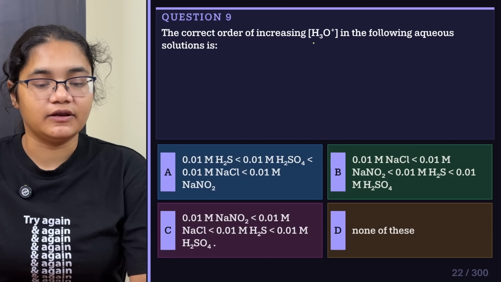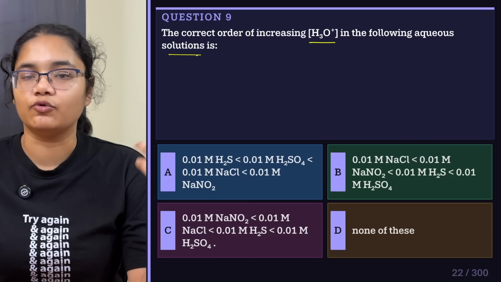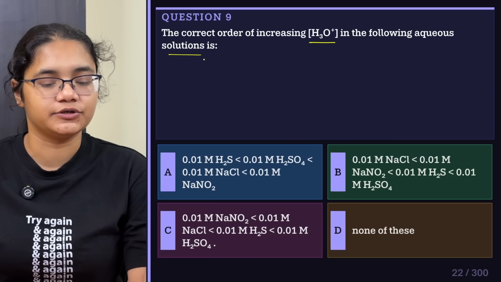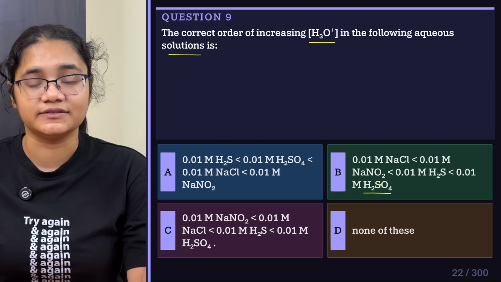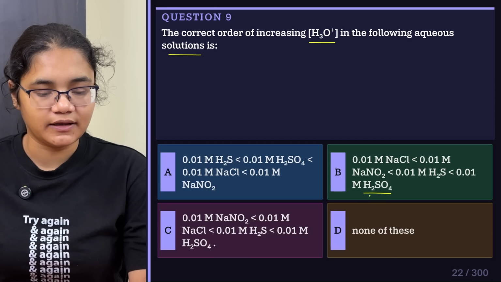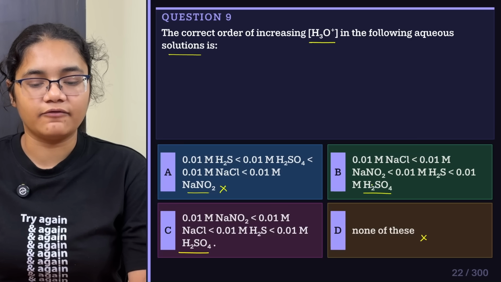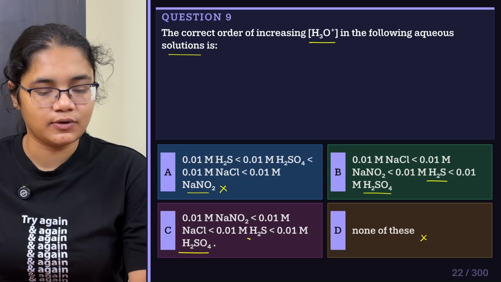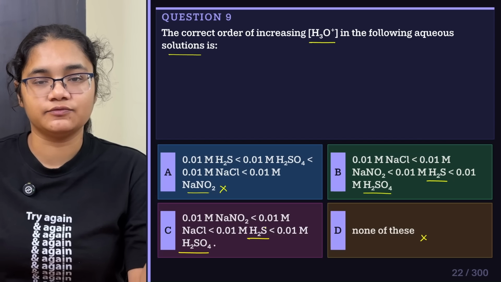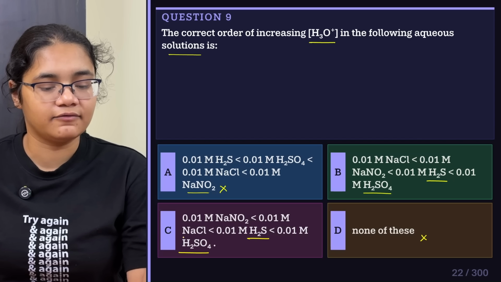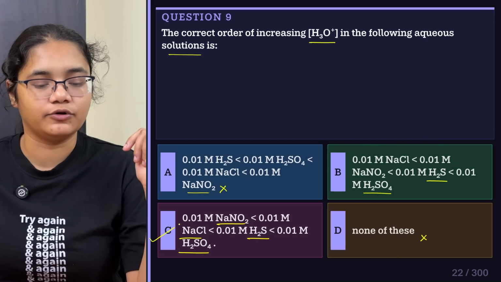Next, the correct order of increasing H3O+ concentration in the aqueous solution. So, the stronger the acid, the more will be the H3O+ concentration. So, first of all, H2SO4 should have the highest concentration because it is a strong acid. So, in which option do we have H2SO4? Here also I have H2SO4. Here this is wrong and this is wrong. Now, after that I need to have H2S, and here also I have H2S. After that, NaCl is a salt of a strong acid and base, so its pH will be around neutral. So then we have NaCl, and after that lastly we will have NaNO2. Okay, this order you should know.